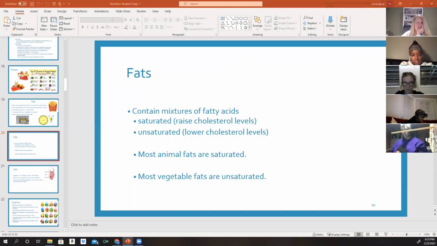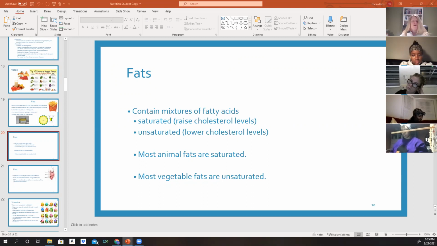So they contain mixtures of fatty acids. So you have your saturated fats, which help raise your cholesterol levels. And then your unsaturated fats, which you want to incorporate in your diet to help lower your cholesterol levels. Most of your fats from animals are saturated. Most vegetable fats are unsaturated.